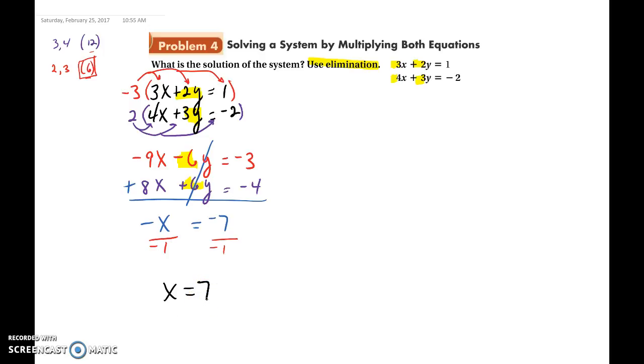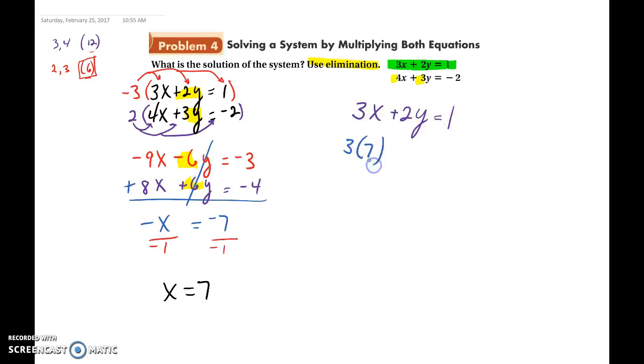Once we solve for that, we then just need to plug 7 into any of the equations for x. I'm just going to pick this one since it's my smallest y value, so after I substitute in, it'll be easier for me to divide by 2. Not that it's hard to divide by 3, but whichever one you prefer. So it's 3 times x plus 2y is equal to 1.